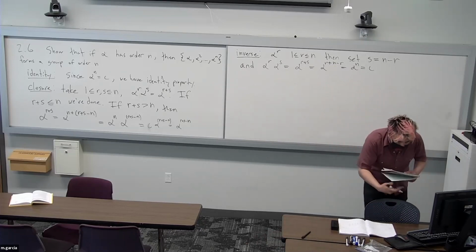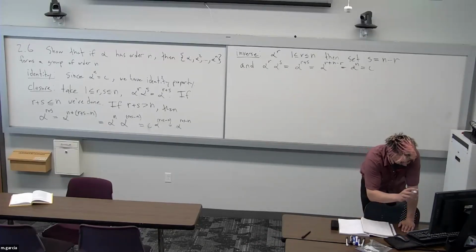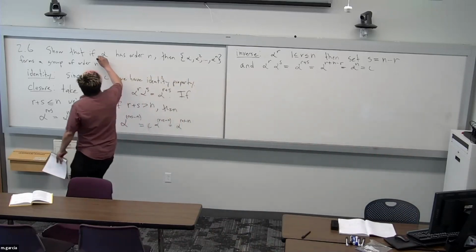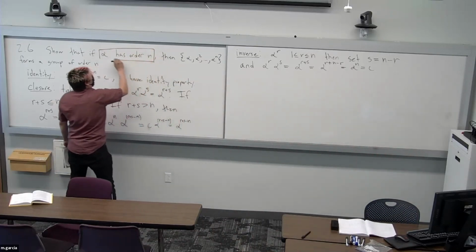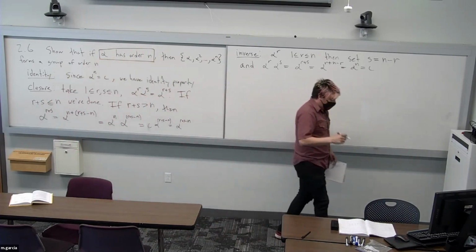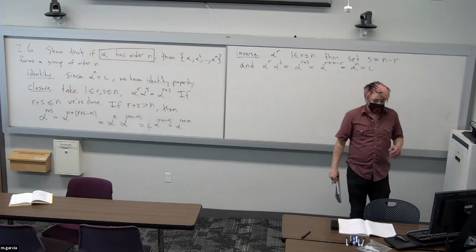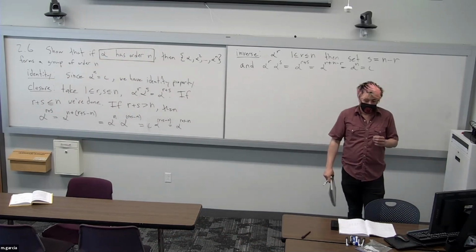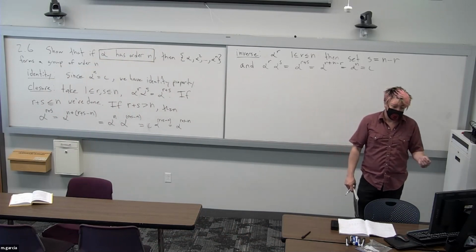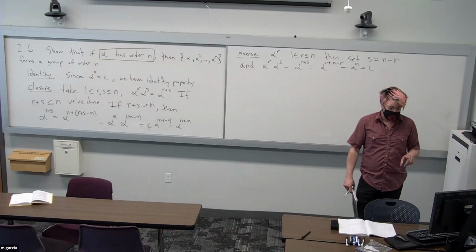Okay, Ryan has a question here. Why does alpha to the power n equal iota? That is the definition of the statement that alpha has order n. Remember, the order of an element of a group is the smallest positive integer such that when you raise that element to n, you get the identity transformation, iota. Does that clear things up, Ryan?